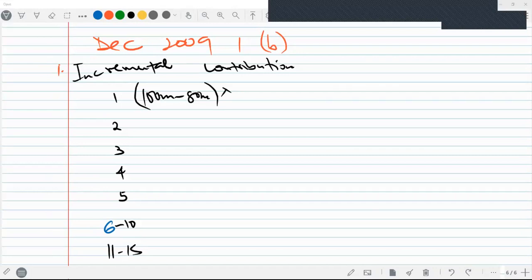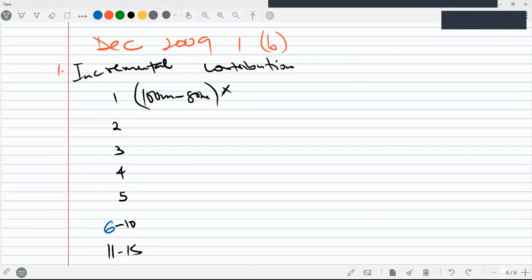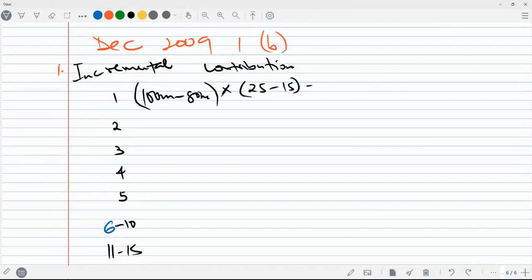Okay, so therefore, year 1, 100 million units minus 80 million because it's about incremental. Then you multiply by, in note 1, you are told the selling price is 25, variable cost is 15, and these are expected to remain constant for the 15 years. So the contribution is 25 minus the variable cost of 15, which is 10. Therefore, year 1, you get how much? 200 million.